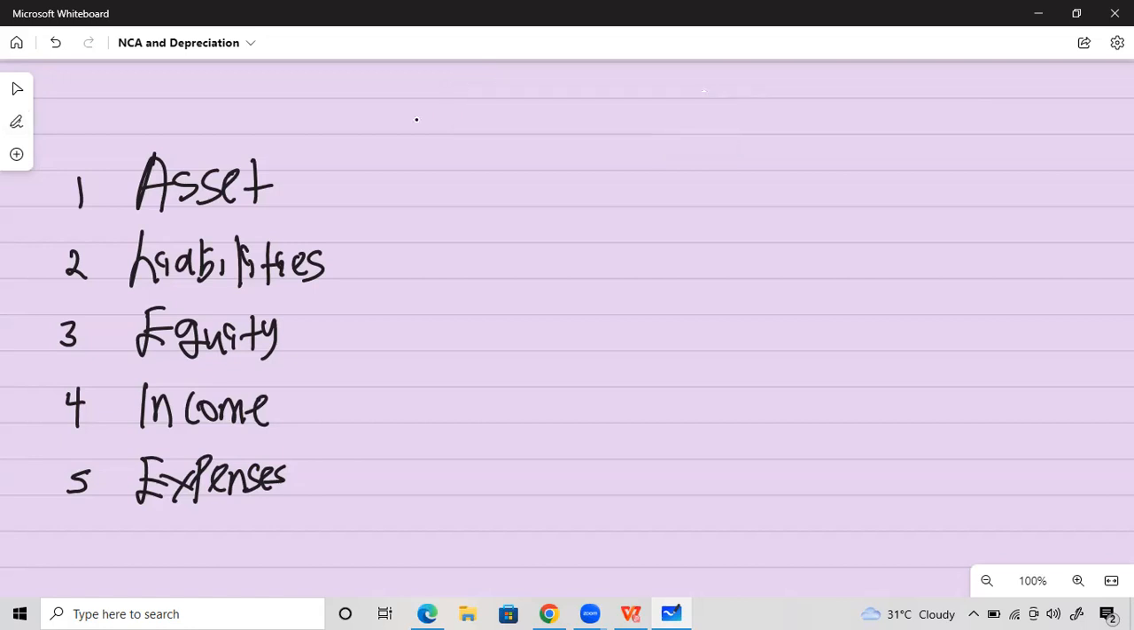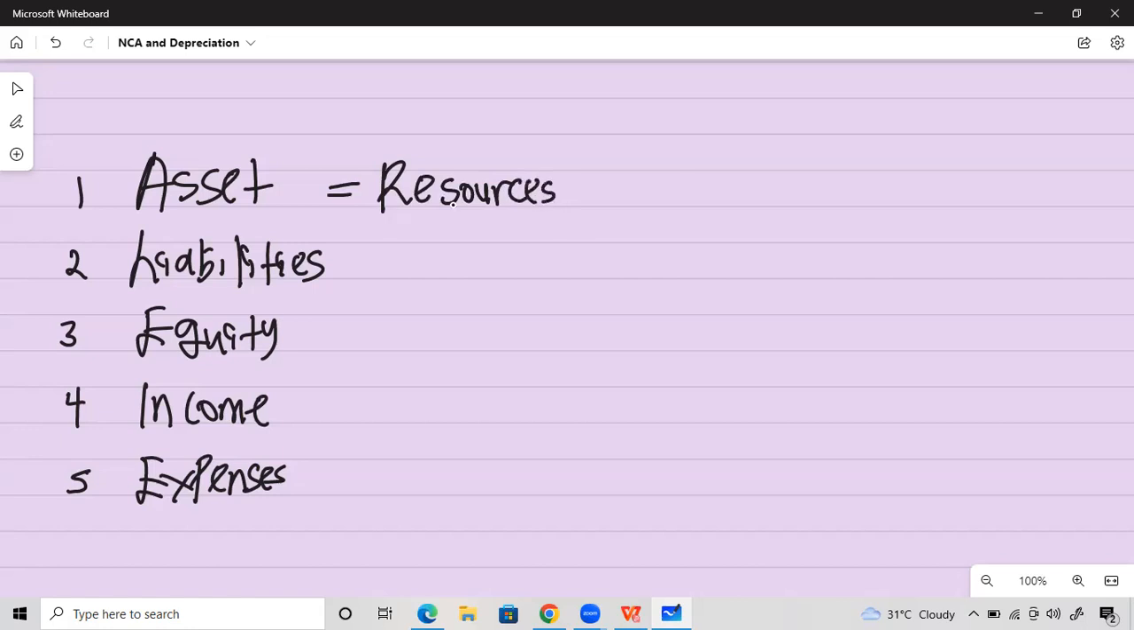We have been talking about this, and every one of us is familiar with these 5 elements. Now, if you remember in our introduction classes, we made mention of what assets are. Assets are resources that are being controlled by an entity as a result of past events, from which future economic benefit is expected to flow in. For something to be an asset, it must be a resource.